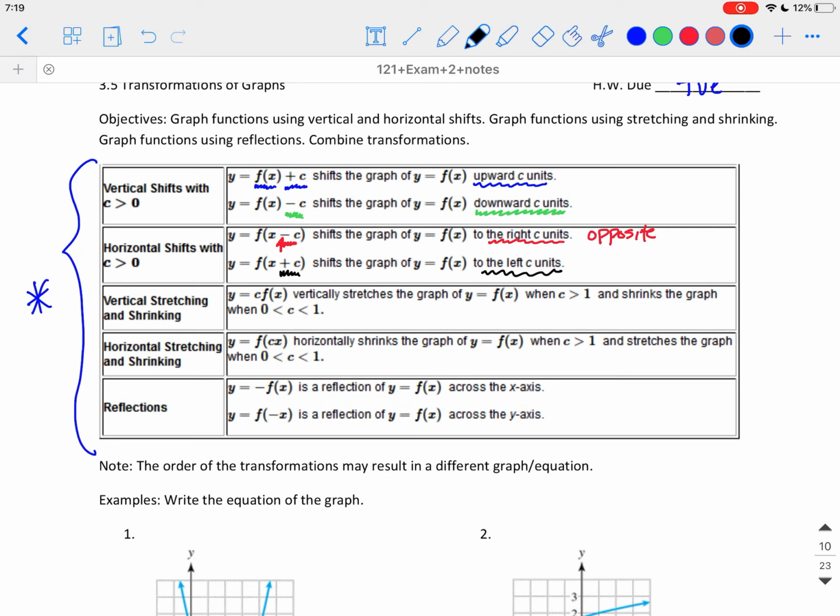Now for vertical stretches and shrinks. If I have a number on the outside of the function being multiplied, and if that number is bigger than 1, then that's going to be a vertical stretch. But if that number is between 0 and 1, a fraction or a decimal between 0 and 1, then the graph is going to shrink.